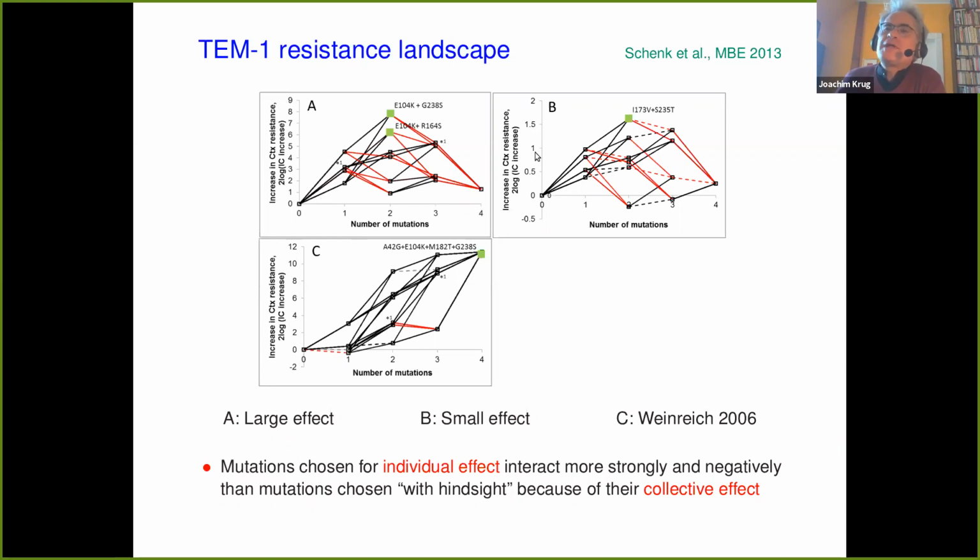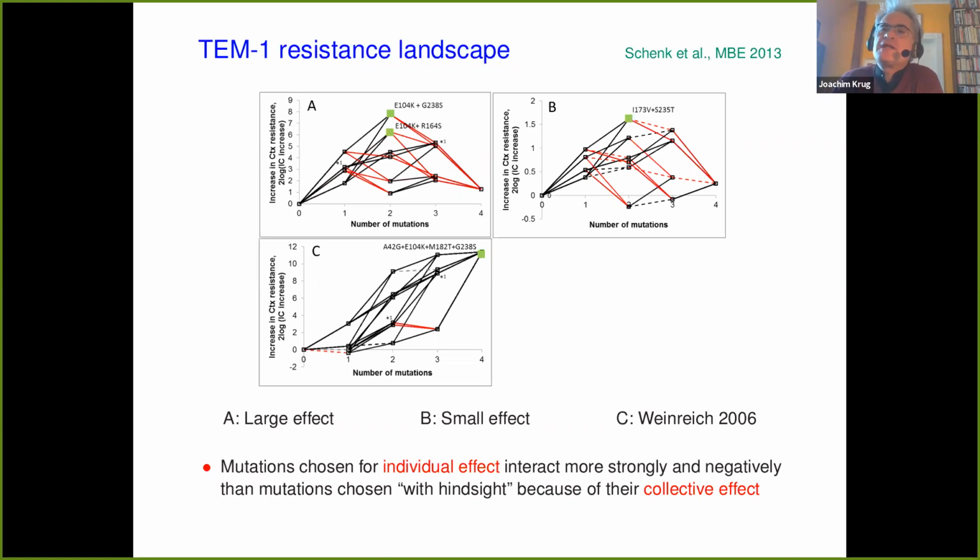And what I just want to point out here is that these landscapes look rather different. So these sort of go up a little bit, but then they go down again, which means that if you start combining individually beneficial mutations, very soon they start becoming deleterious.